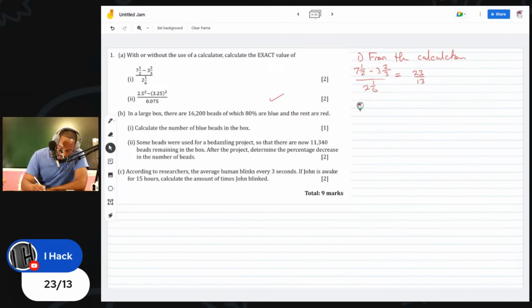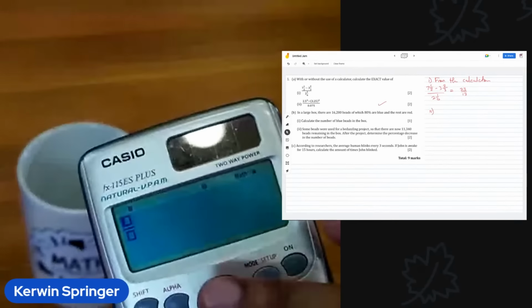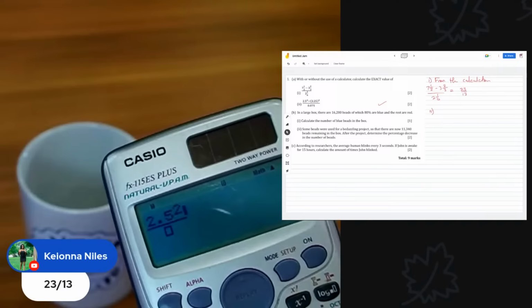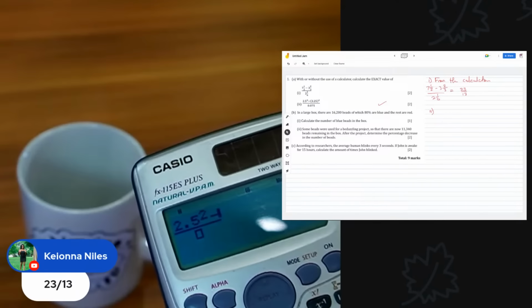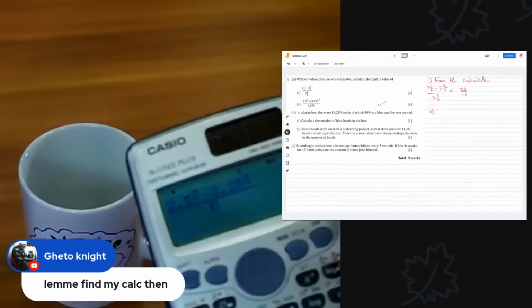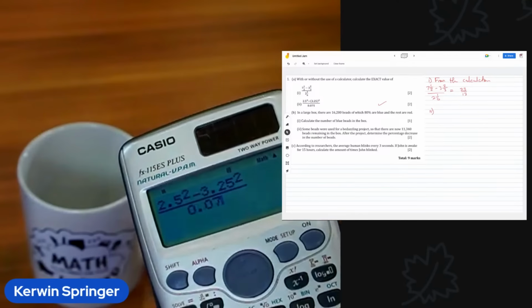And for part 2, calculator time again. 2.5 to the power of 2, so like to test the use of indices. See if you really know how to do the thing. 3.25 squared. You can put it in brackets, but I know my calculator has my back there. 0.075.